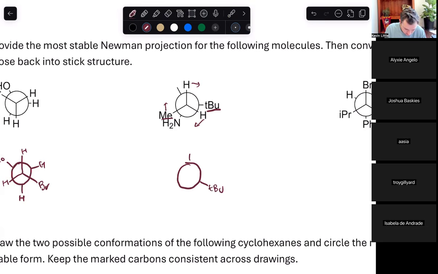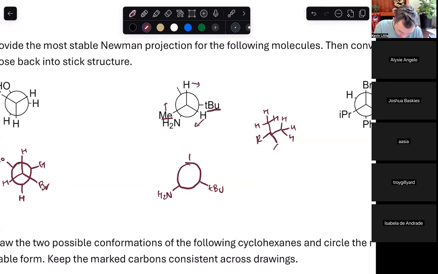Can I ask a question? What's up? Why is the tert-butyl higher than the NH2? It's bigger. Okay. See, this is what a tert-butyl looks like, whereas this is what a methyl looks like, or an amine looks like.